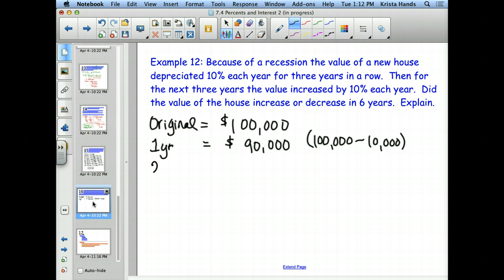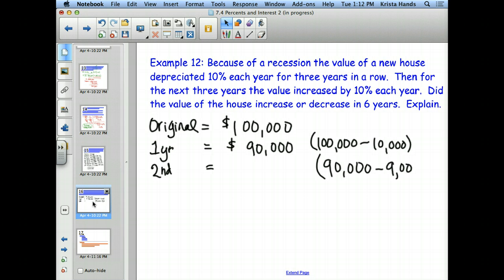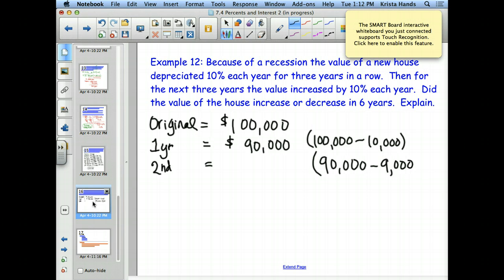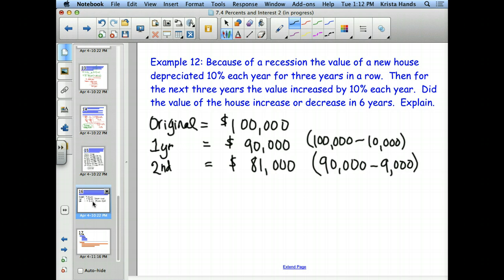It's after 1 year. Second year. Now I'm starting at $90,000 and I'm losing again 10%. What is 10% of $90,000? It's 9,000. Sorry, one decimal off. I wrote that down. Okay. So that gives me what? $81,000. Great.